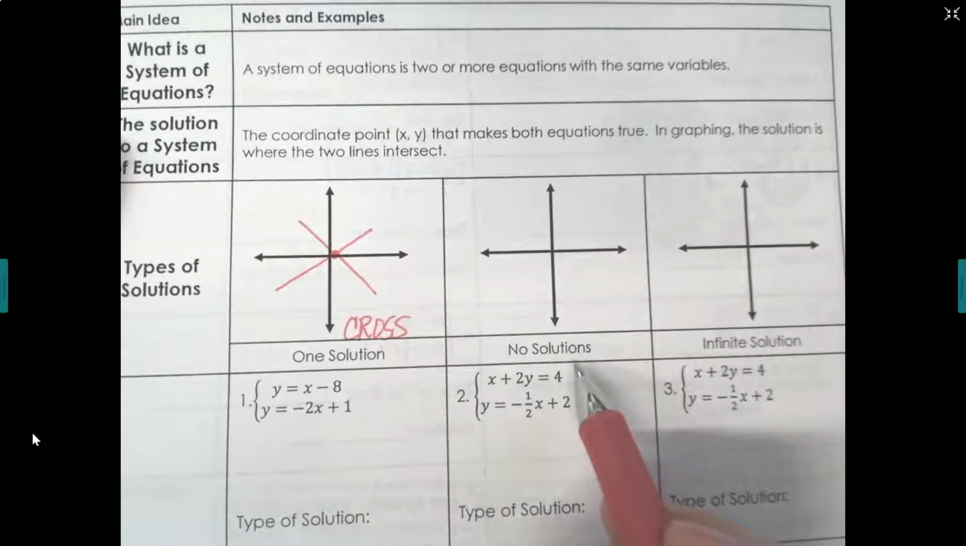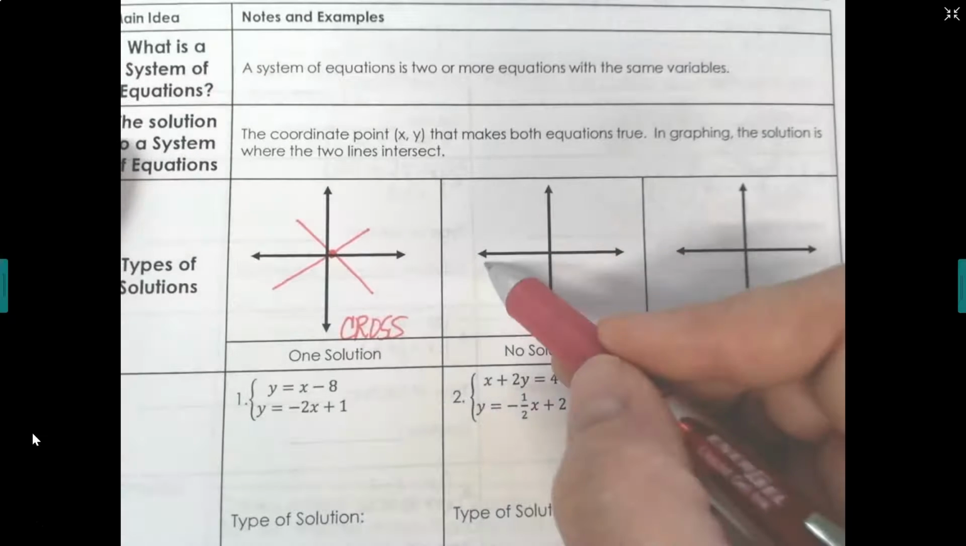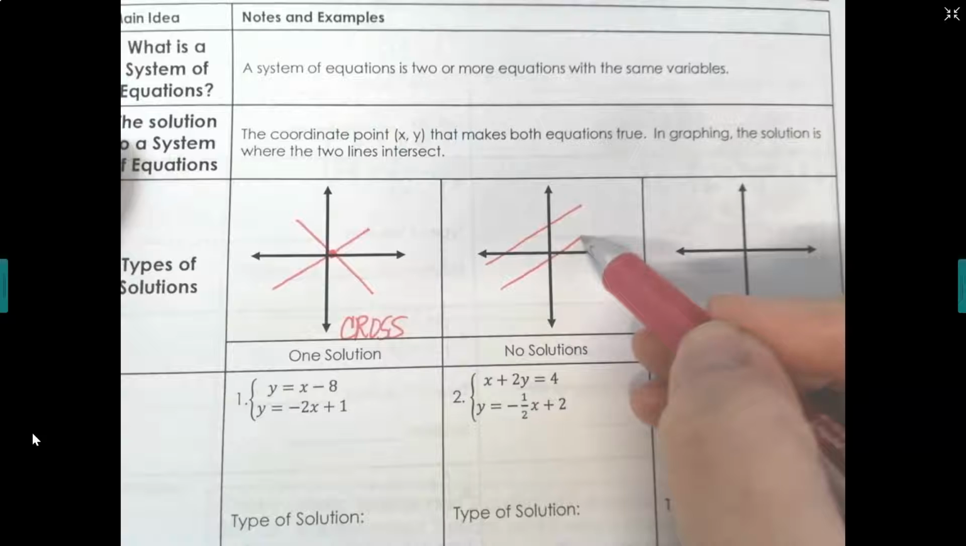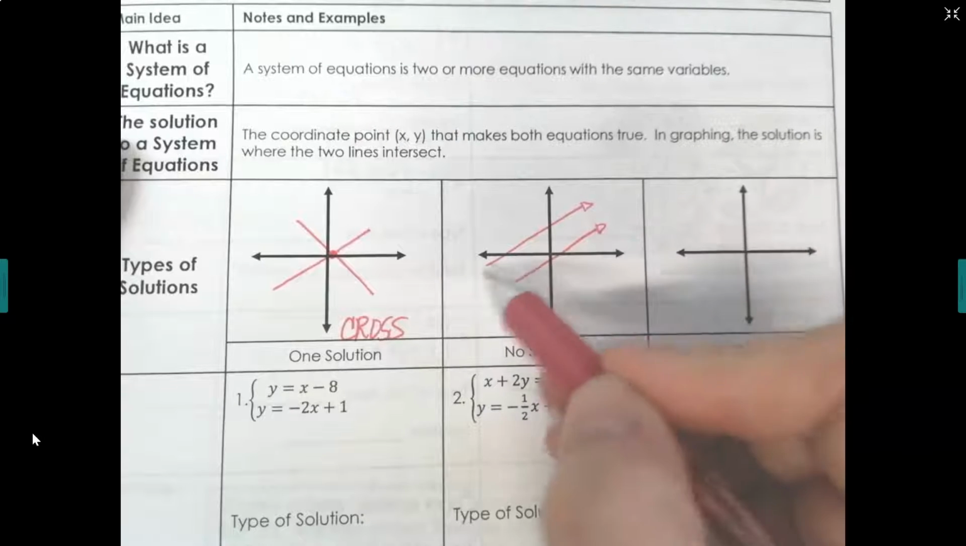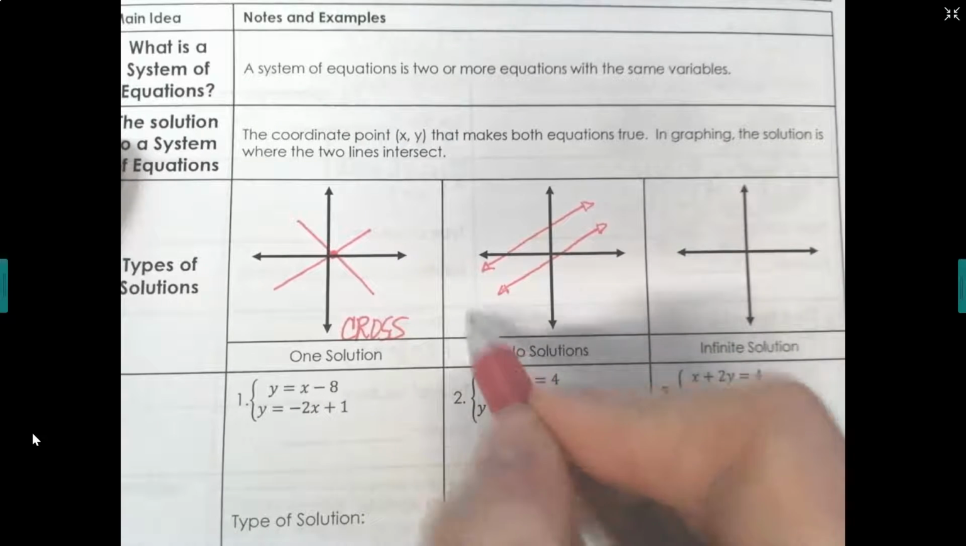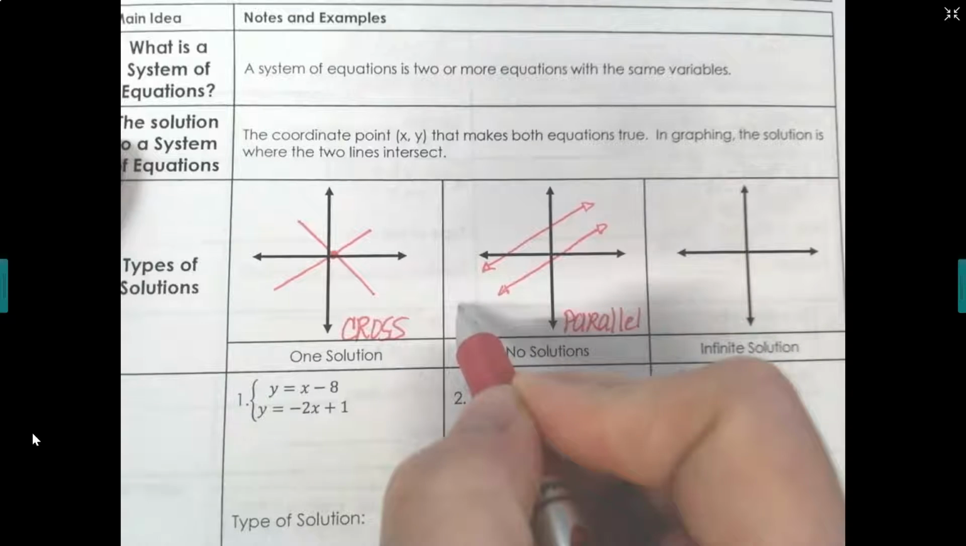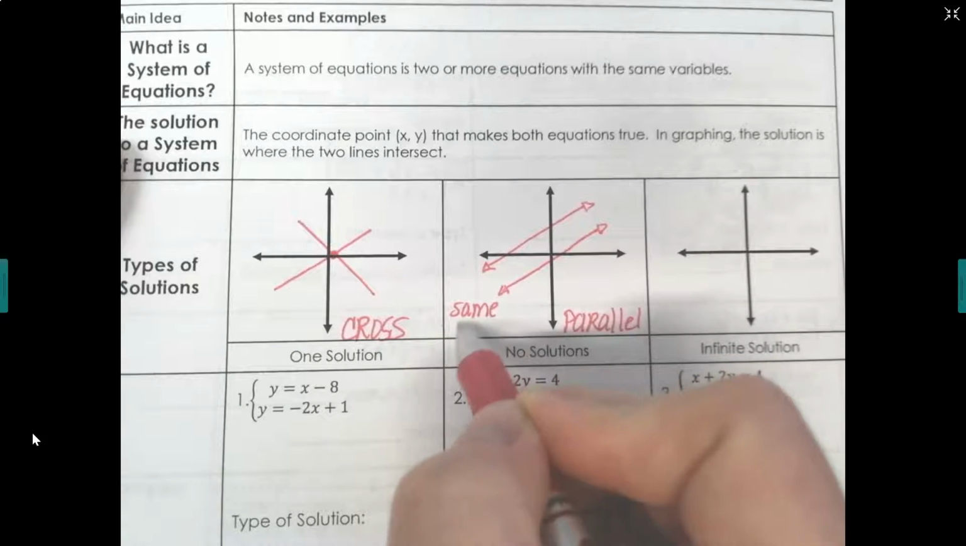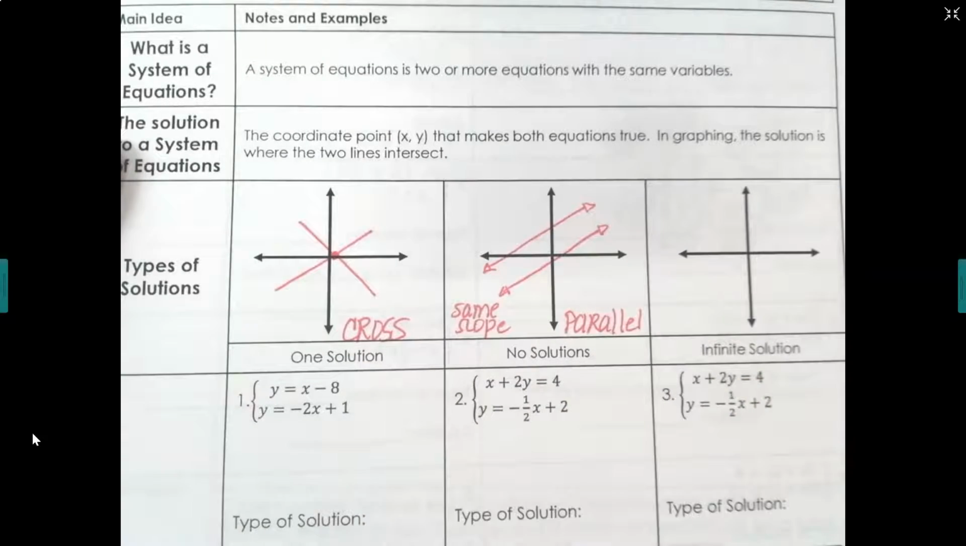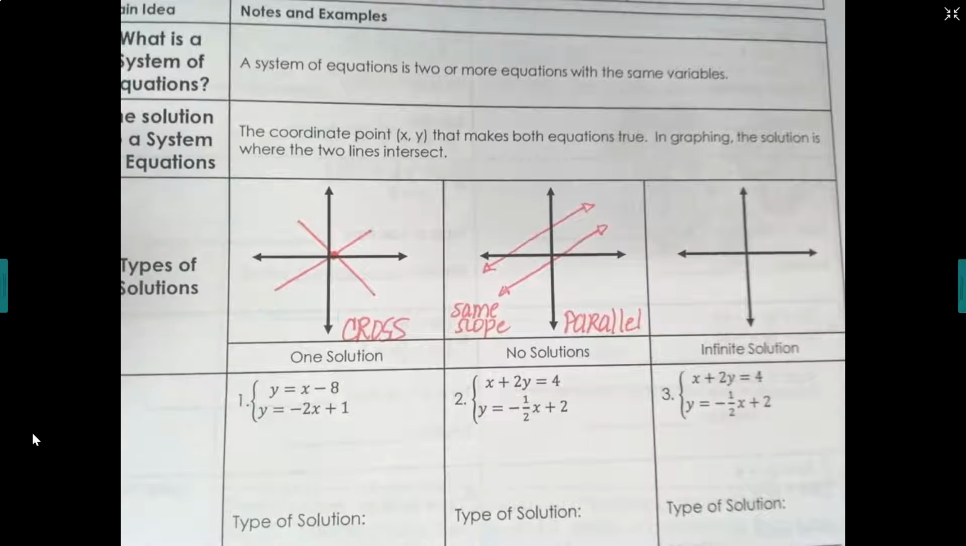For no solutions, that means they don't share a point. Well, the only way we're having two lines that don't share a point is when they are parallel. Okay? So parallel lines have the same slope. It's another thing that we're going to want to know about them. And they will never cross because they have the same slope. They're starting from a different spot on the y-axis, but they have the exact same slope, so they'll never ever cross each other. And if they don't cross, they can't have a point in common.